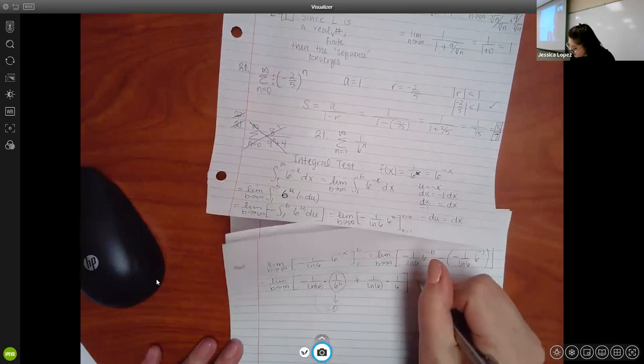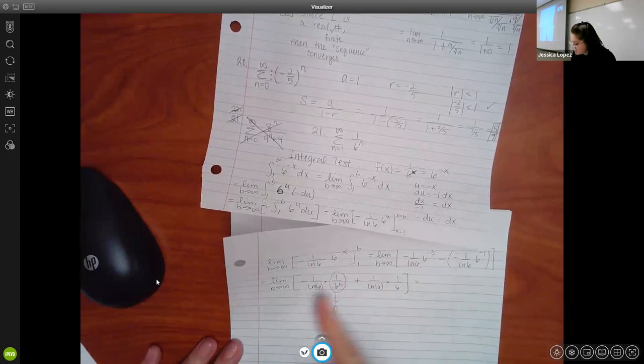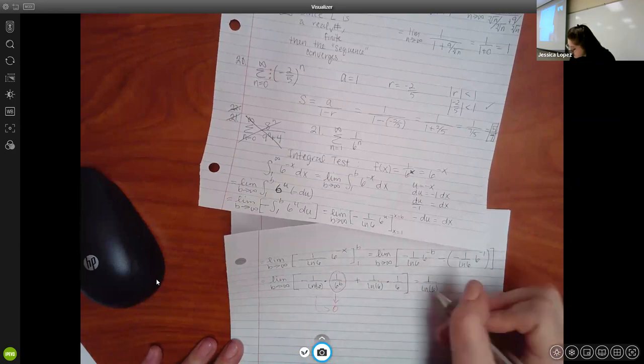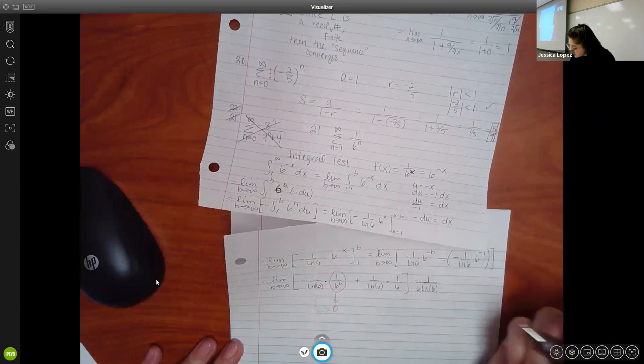So in here, there's no b's, so nothing is going to infinity over there. So we just end up with 1 over ln of 6 times 6, which means I can put the 6 in the front.